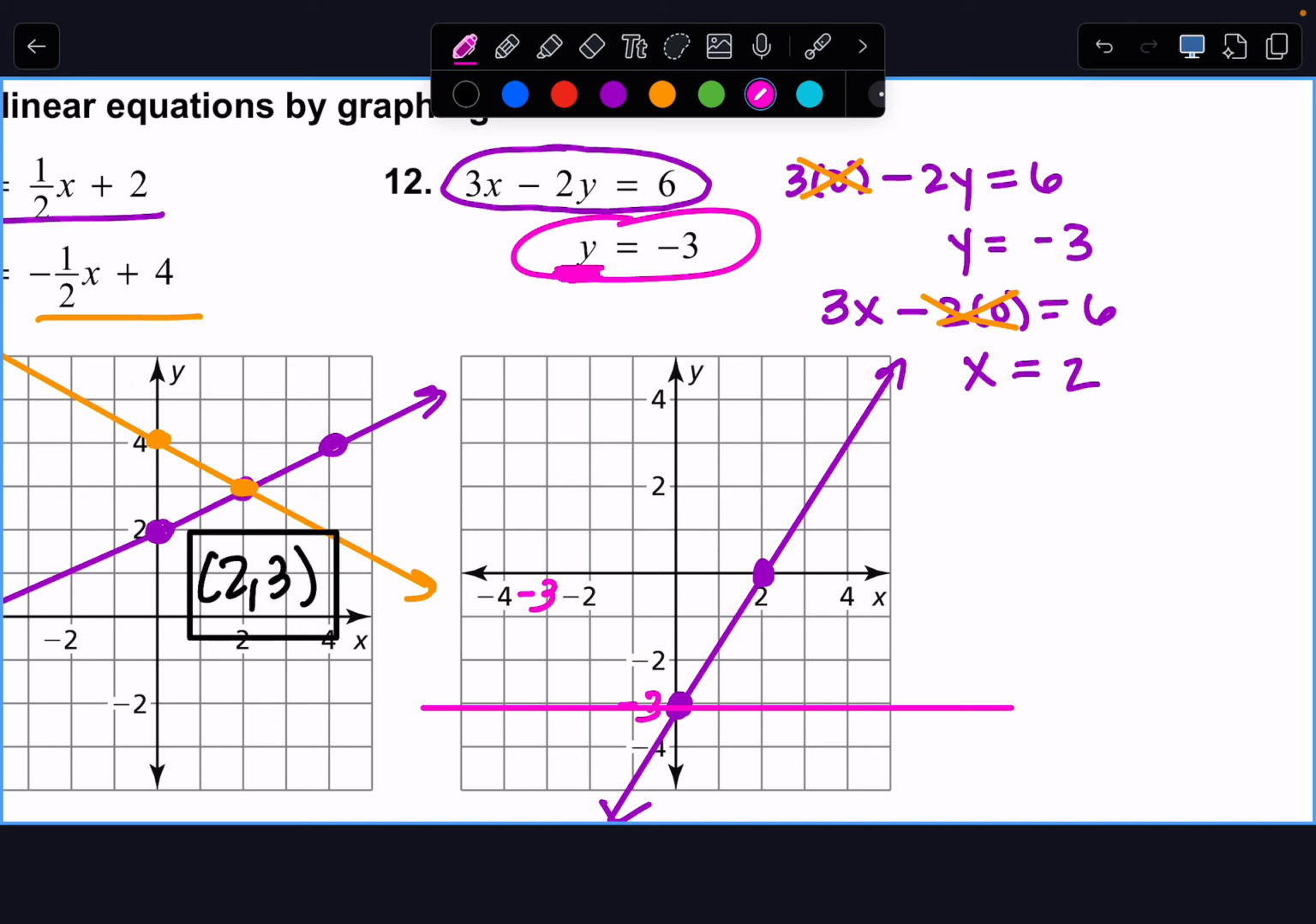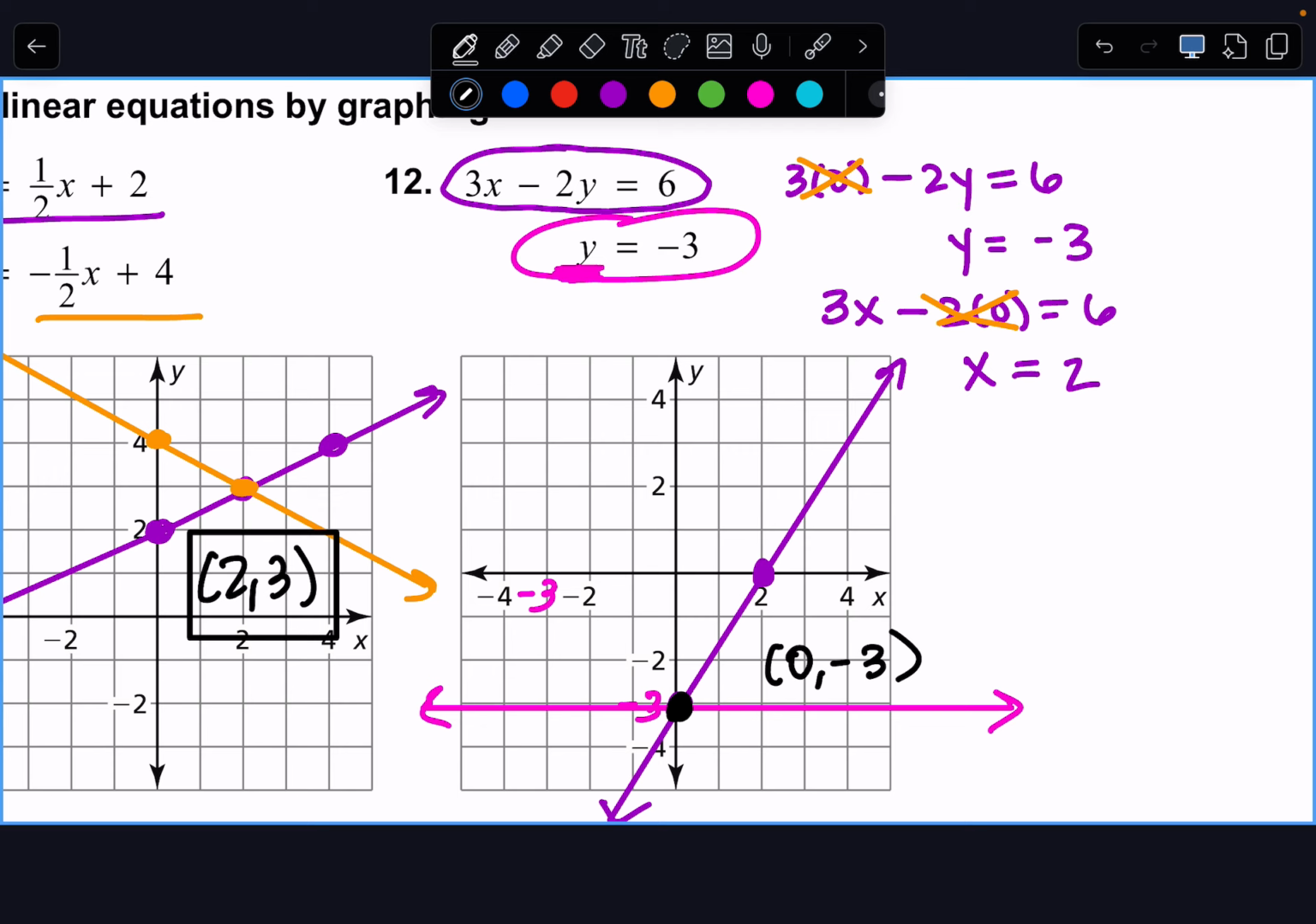Y equals a number is a horizontal line. Yay, what's our intersection point? 0, -3. And guess what we can do? We can plug it in, we can check. Okay?